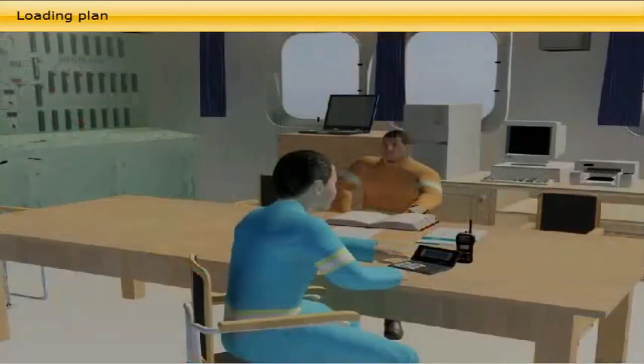The loading plan made out by the Chief Officer prior to arrival must be considered as a preliminary plan, which cannot be completed until after the ship shore meeting.